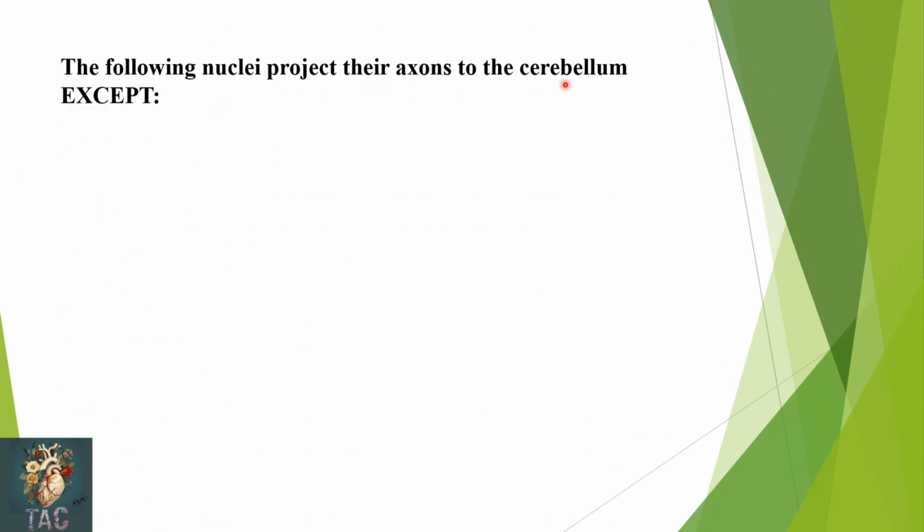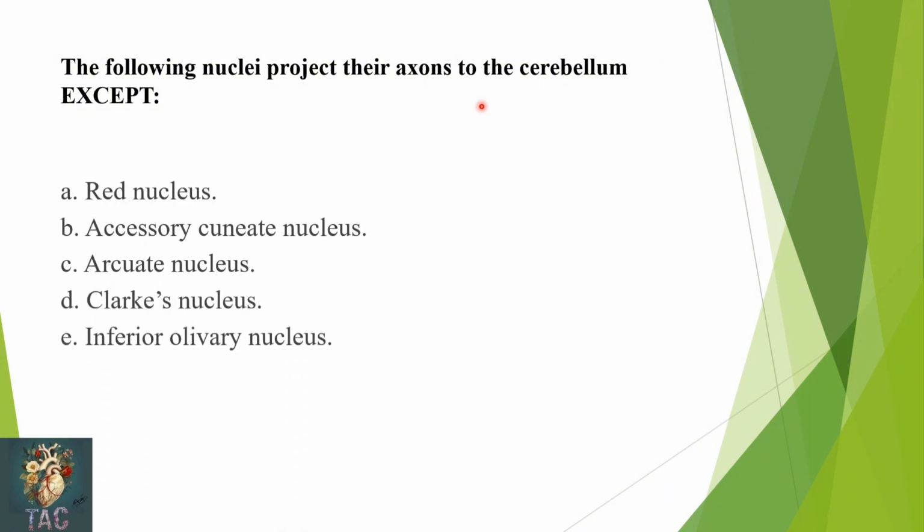Next MCQ is that the following nuclei project their axons to the cerebellum except the red nucleus, the accessory cuneate nucleus, the arcuate nucleus, Clarke nucleus, and inferior olivary nucleus. So you must remember this arcuate nucleus is present in the hypothalamus and it is related to the secretion of prolactin and also related with the development and progression of puberty. So this nucleus has no contact with the cerebellum, and this is the correct option.